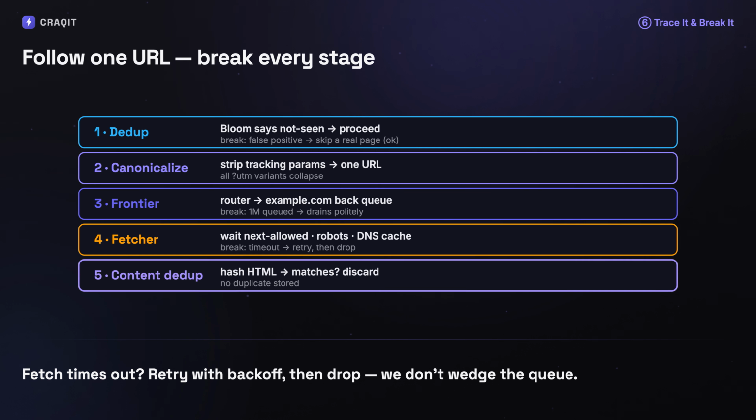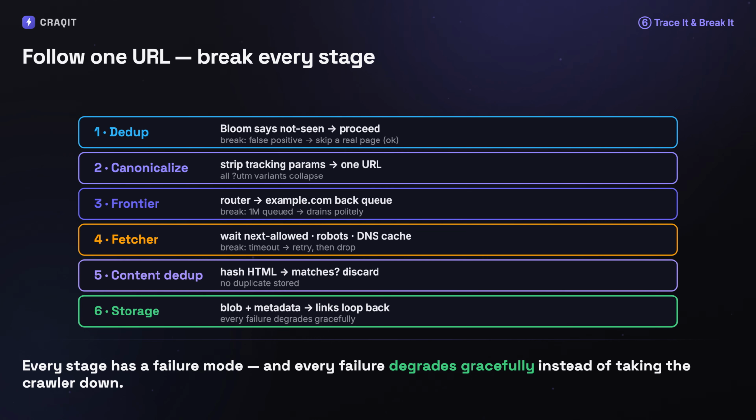Stage 5, content dedup. We hash the downloaded HTML. If it matches a stored hash, we discard it instead of storing a duplicate. Stage 6, storage. Content to the blob store, metadata and links to the database, and the new links loop back to Stage 1. Every stage has a failure mode, and every failure degrades gracefully instead of taking the crawler down. That walkthrough is what defending the design looks like.